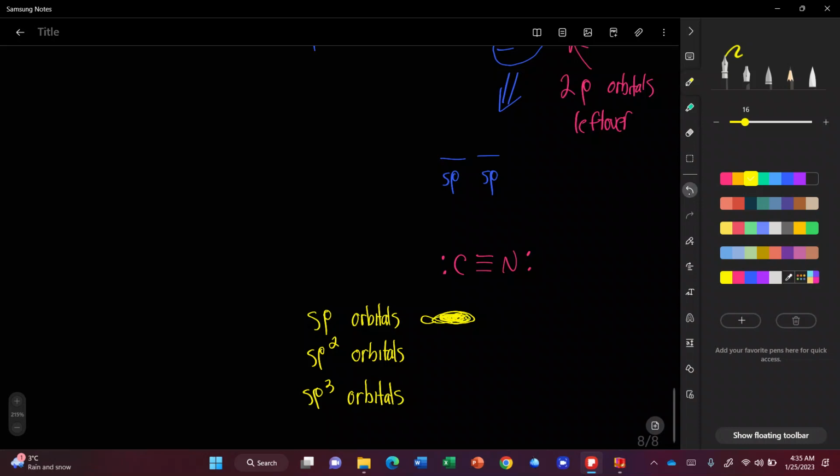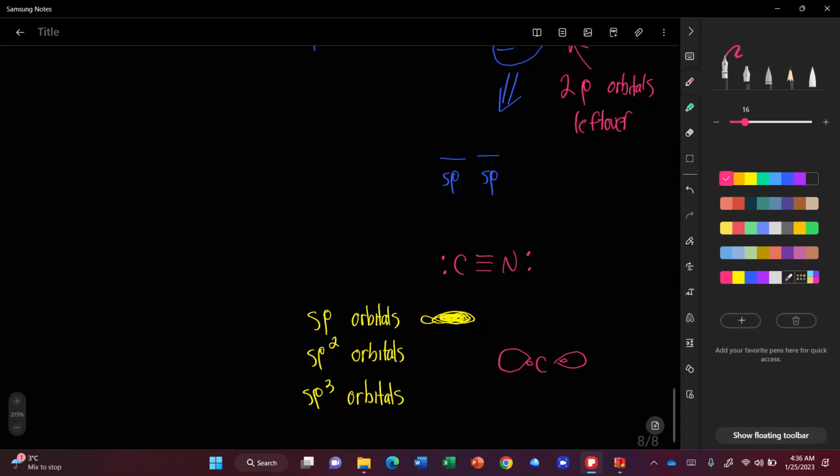So when you have a molecule like C triple bond N, you have the carbon, which has an sp orbital right there, and technically there's a really tiny lobe right there. And then it has another sp orbital. So I'm going to draw my other sp orbital right there, and it has a really tiny lobe right there. And the same thing happens with the nitrogen.